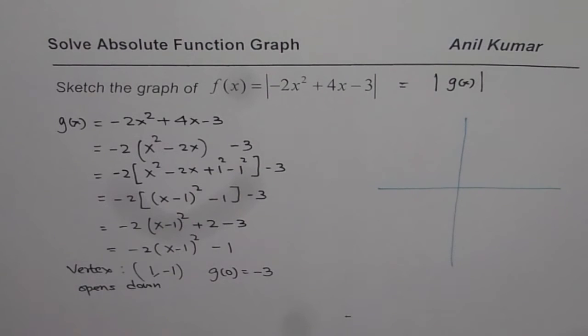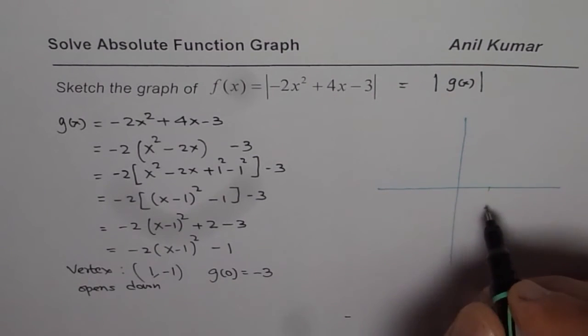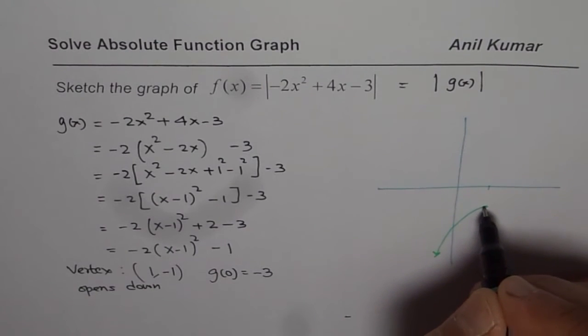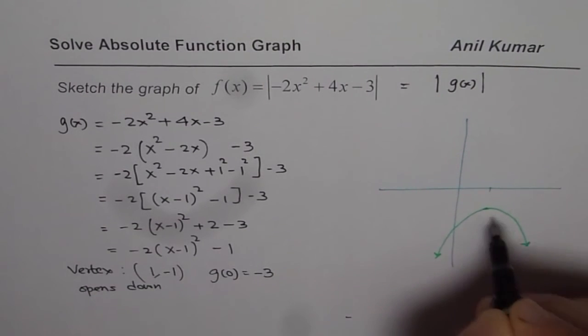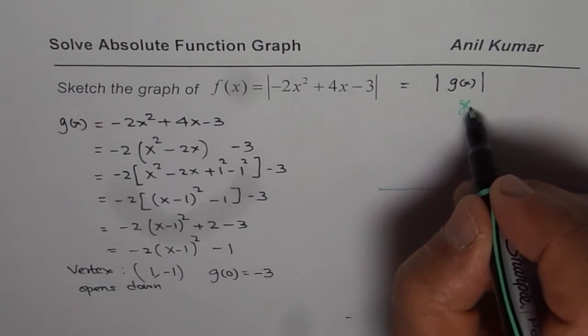So taking those values, we can sketch the graph, which will have vertex at 1, minus 1. Let us say this is 1, this is minus 1. In that case, the graph will be kind of like this, right? So that is the vertex. So that becomes your parabola, which we are saying is the function g of x. So this is g of x for us.